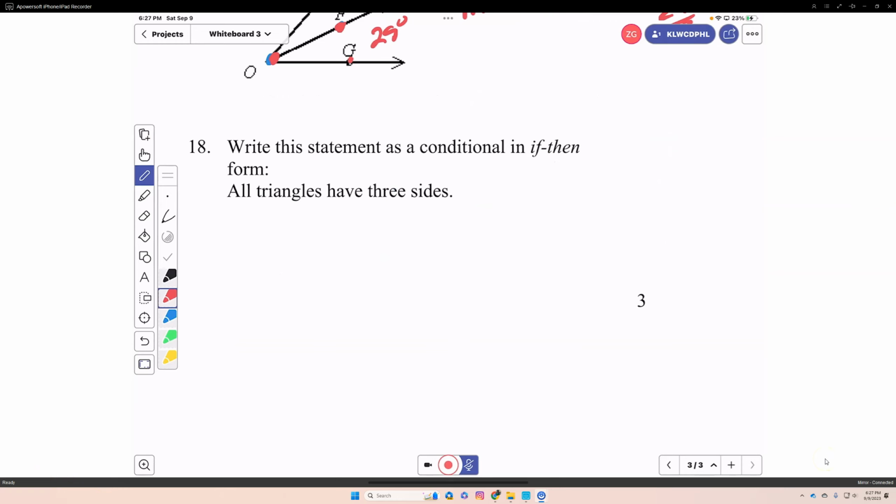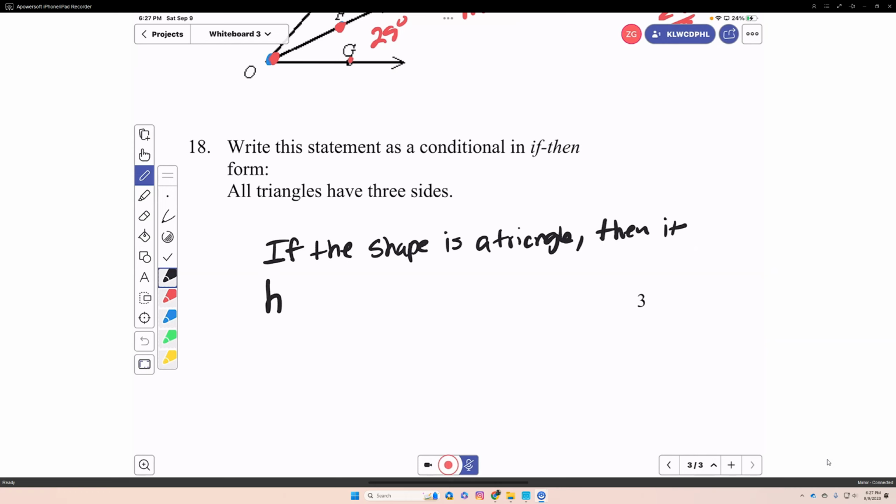Write this statement as a conditional in if-then form: all triangles have three sides. If the shape is a triangle, and that is your hypothesis, then it has three sides. That's the conclusion.